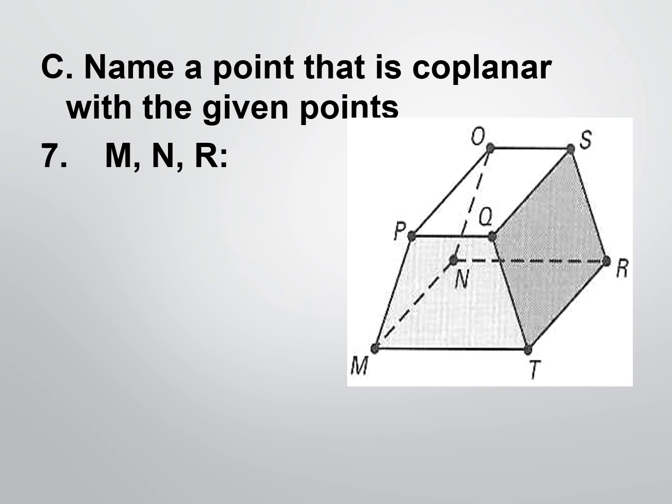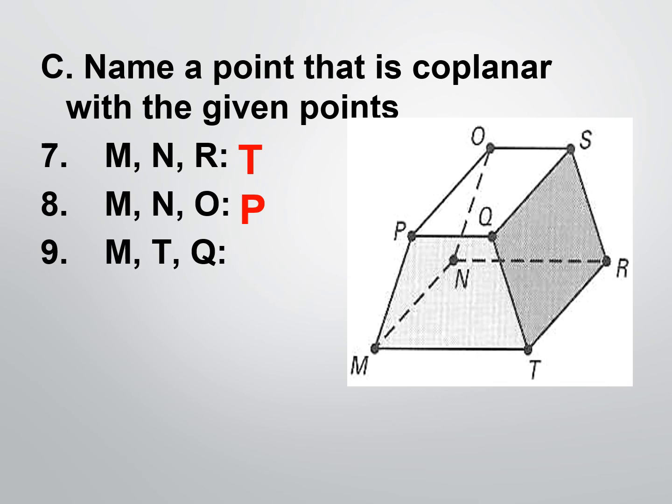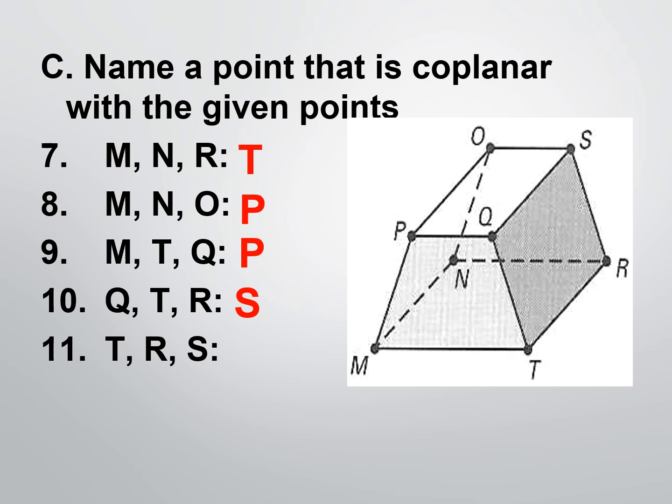If your answer for number 7 is point T, you are correct. The next one, M and O, we have point P, correct. Next, MTQ, that's point P again. Then QTR, that's S. Number 11 is TRS, we have Q. And for number 12, we have QSO, so that is P. You got it all? Okay, very good.